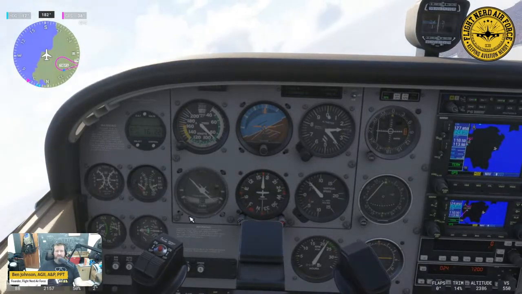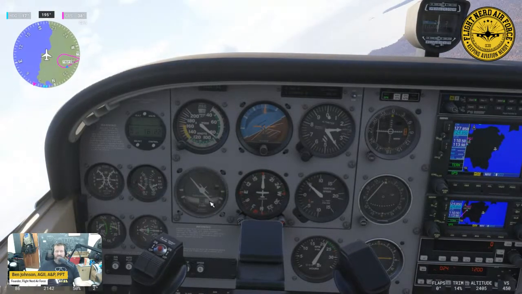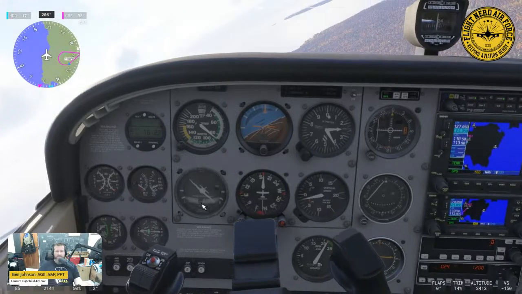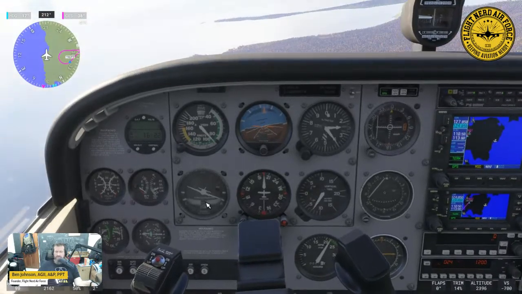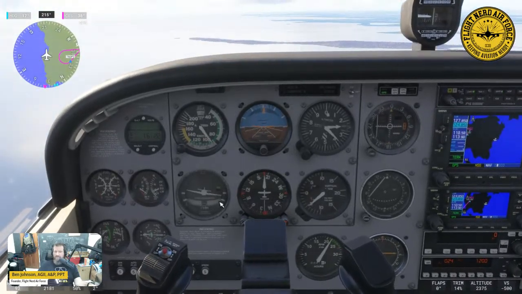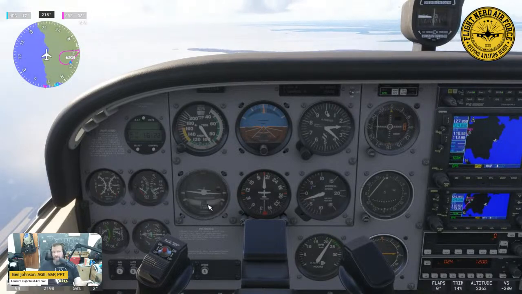But you see how much better that was? The ball didn't slide to the inside of the tube here. It went a little bit outside because my rudder over controls. It went outside a little bit. But the purpose of that is to keep our turns coordinated.